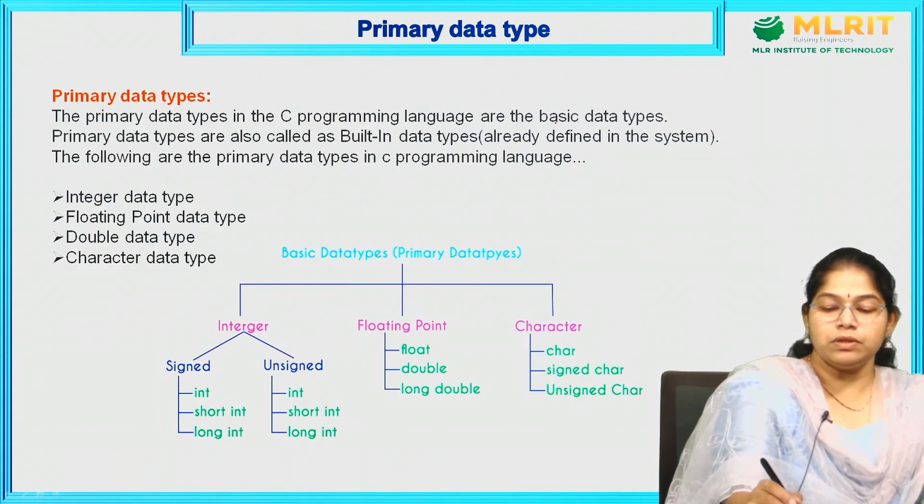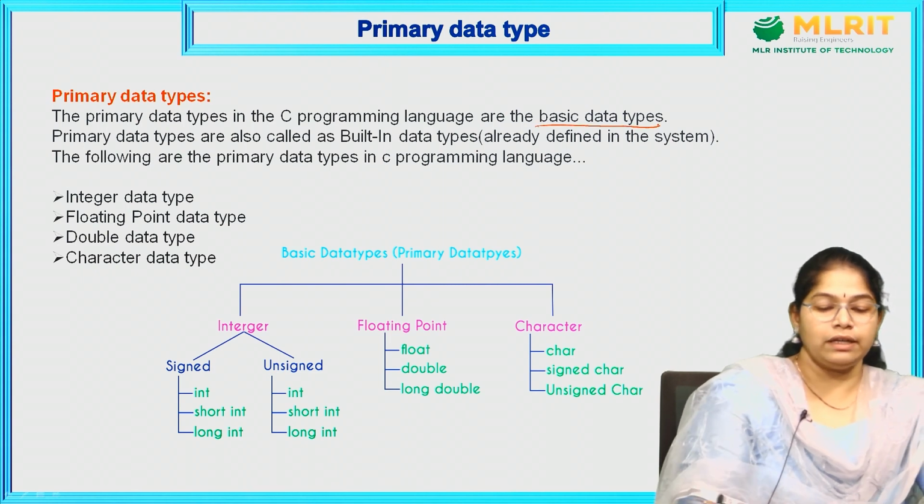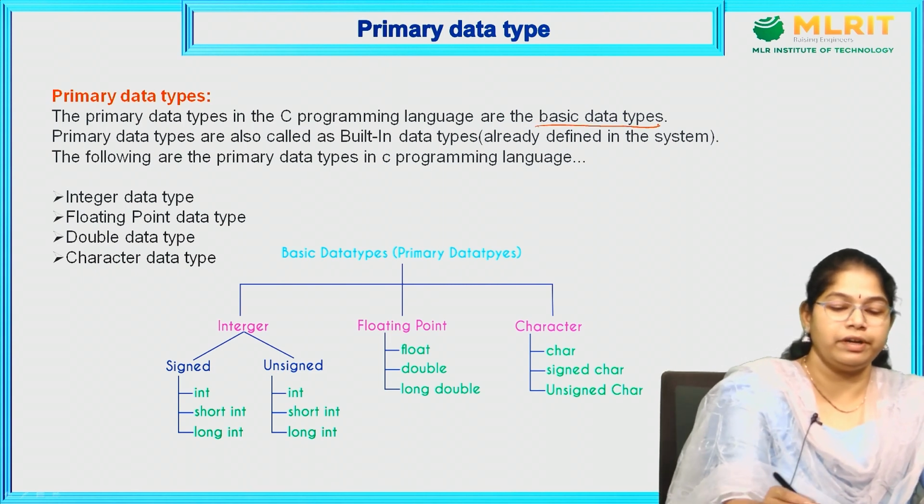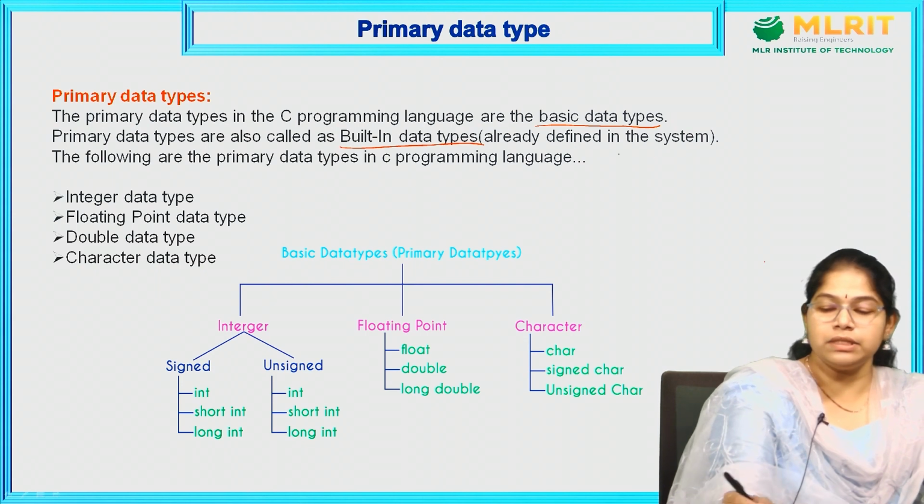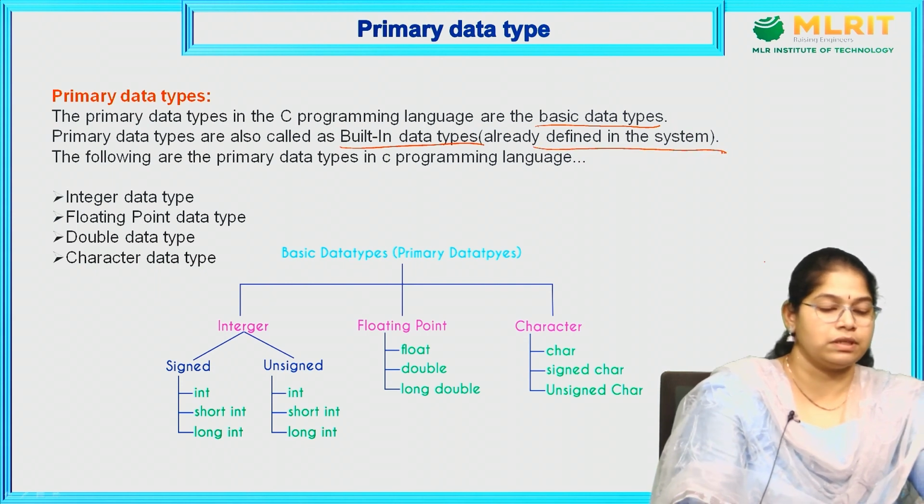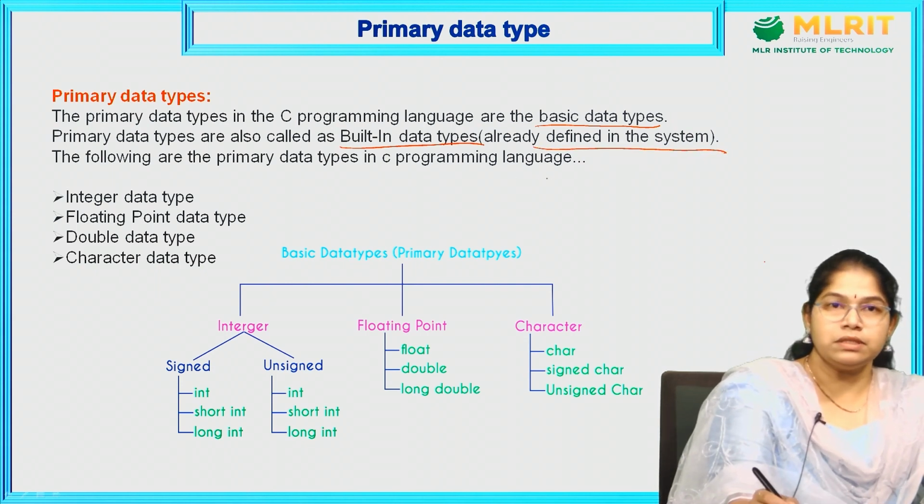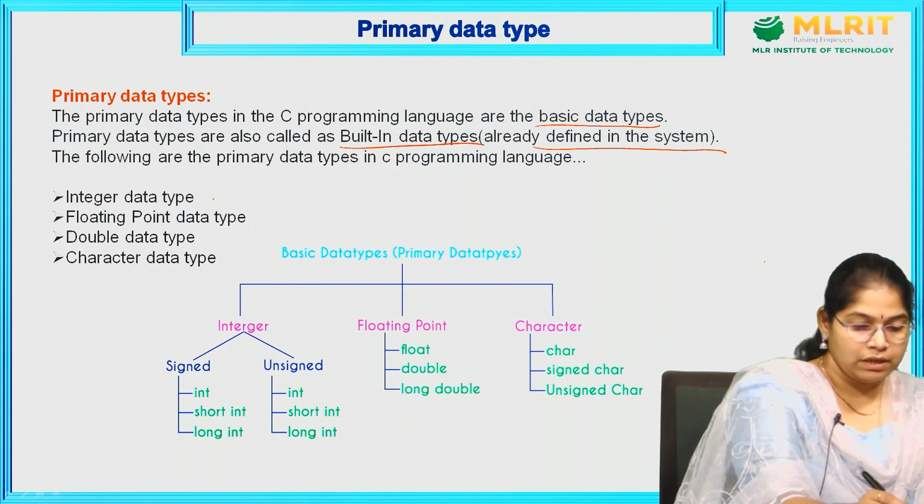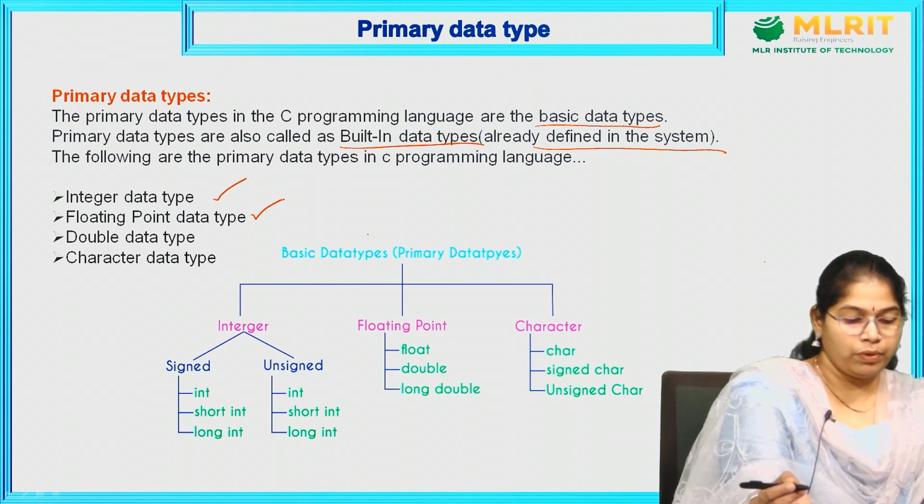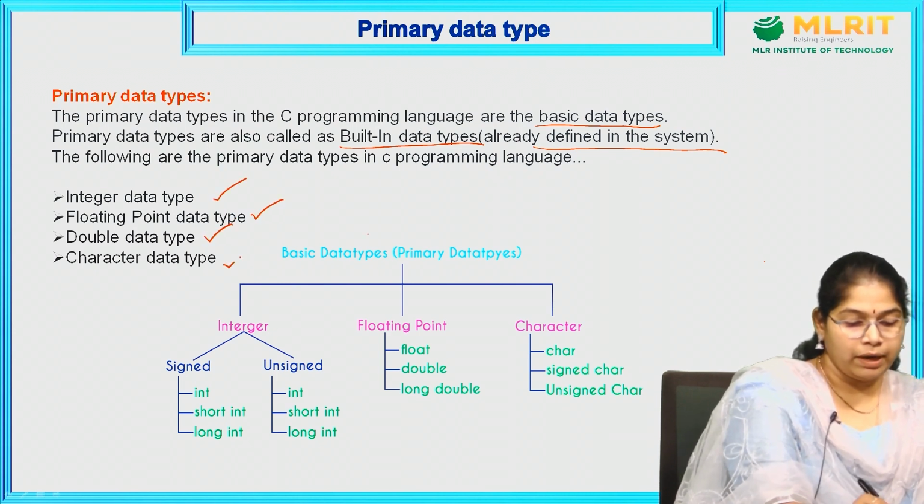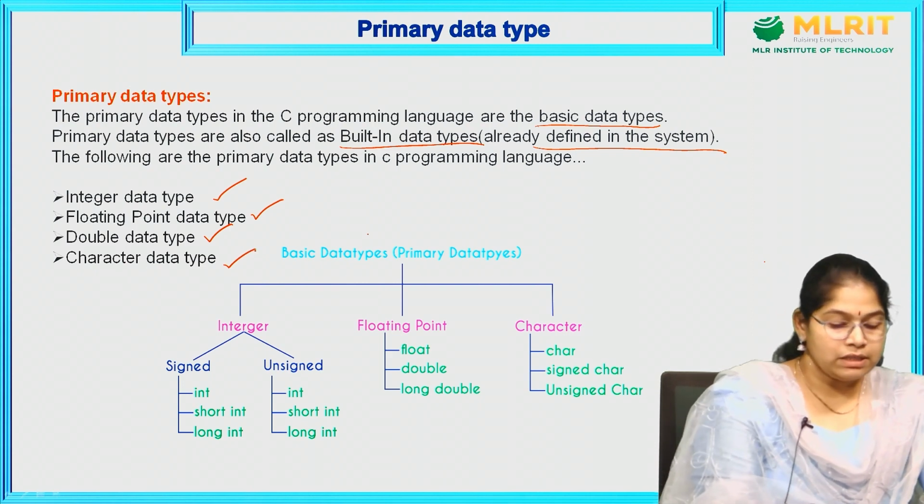Primary data types are also known as basic data types or predefined data types. Predefined means built-in. That means their meaning is already defined in the system. So primary data types in C language are classified as integer data type, floating point data type, double data type and character data type.